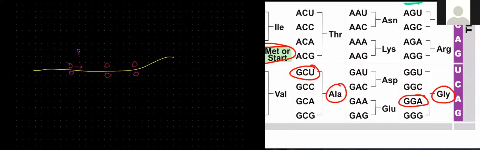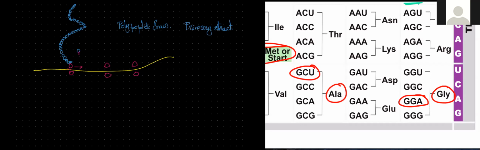And this will allow you to build up a chain of amino acids. And this chain of amino acids that you're building is going to be the polypeptide chain that will be forming the final shape of the protein. This chain of amino acids is actually the primary structure of the protein.